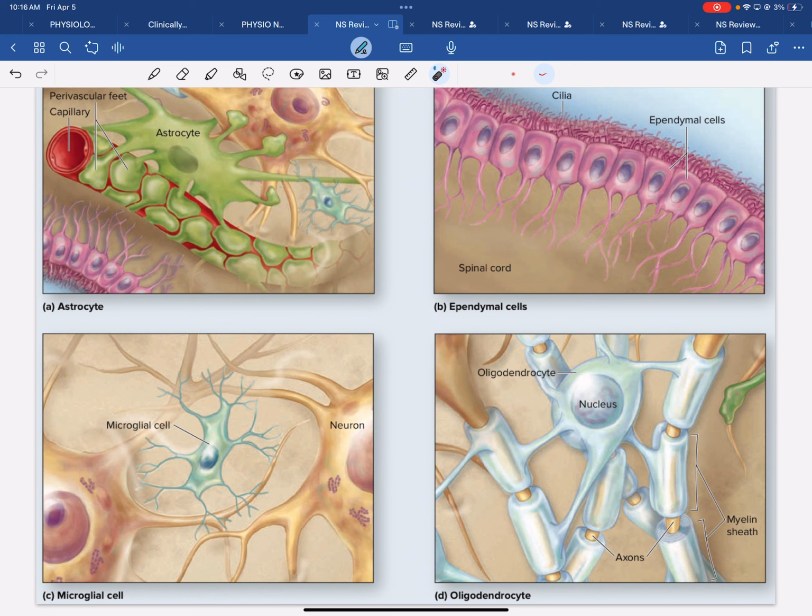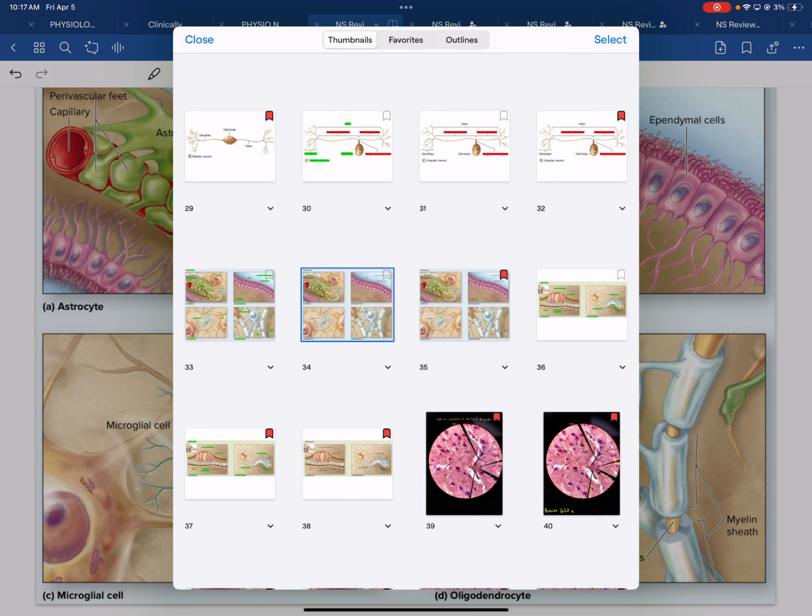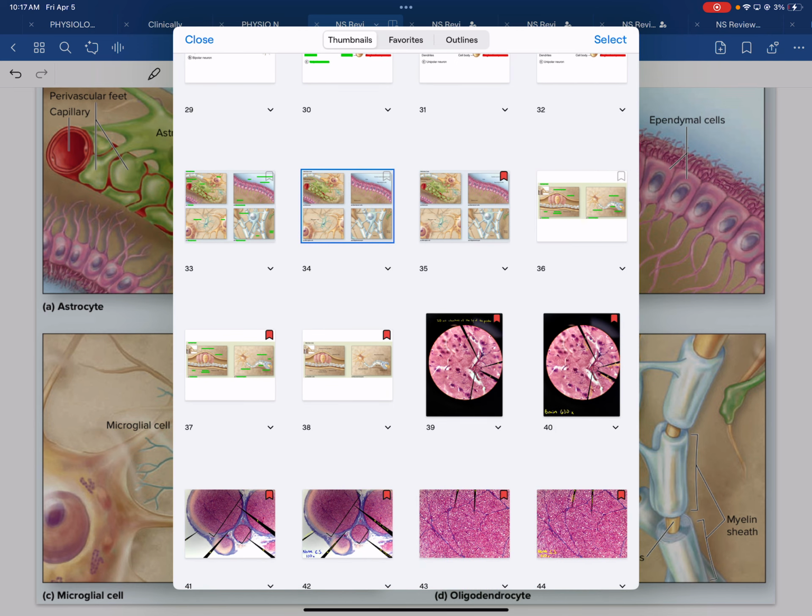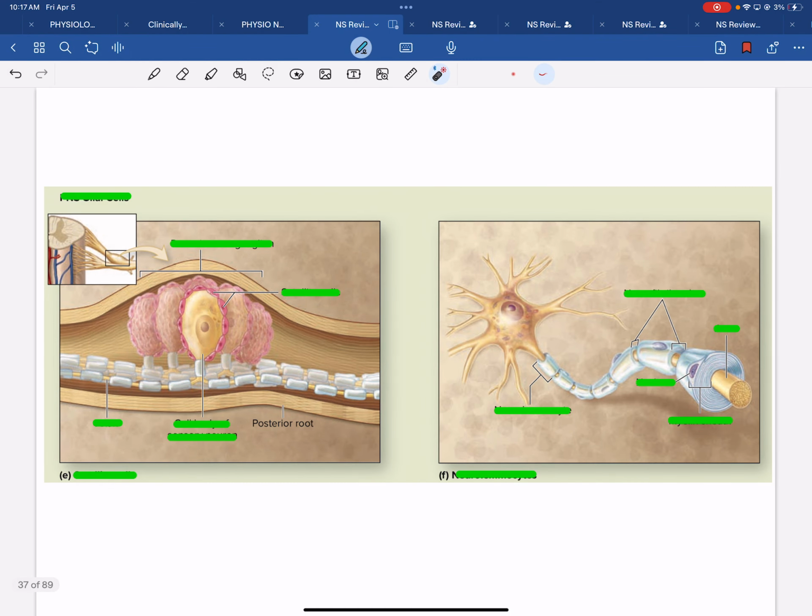Function for the microglial cells? Good, it's a macrophage. So it does the things that macrophages do: it phagocytizes pathogens. What about the oligodendrocyte? It produces the myelin sheath in the central nervous system. Good, exactly. So it myelinates multiple axons versus just one axon for a Schwann cell. Those are the four glial cells of the central nervous system.